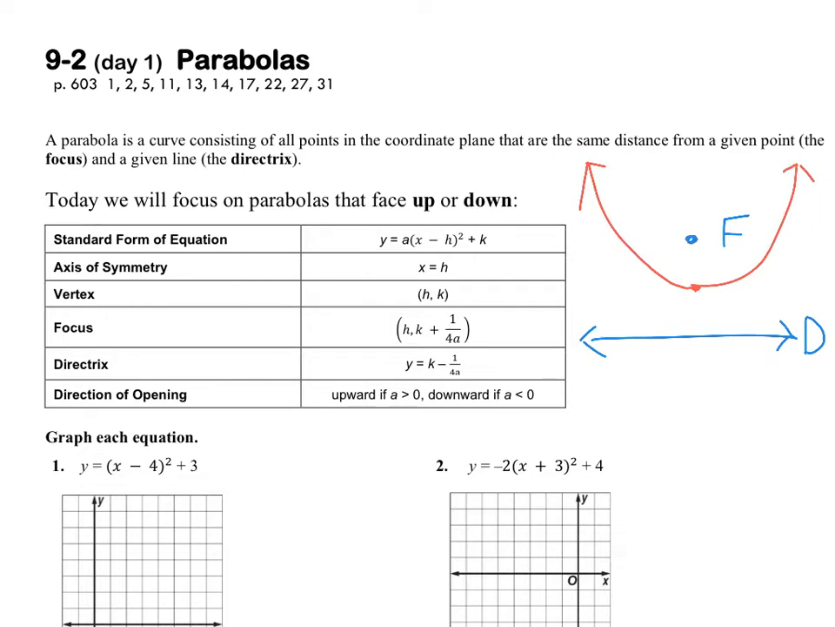So no matter where you go on the parabola, let's say we choose this point, anywhere you go on the parabola, the distance to the focus should equal the distance to the directrix. Now, that doesn't look equal because I drew it by hand. Any point you choose on the parabola, find the distance to the focus. It should equal the distance to the directrix.